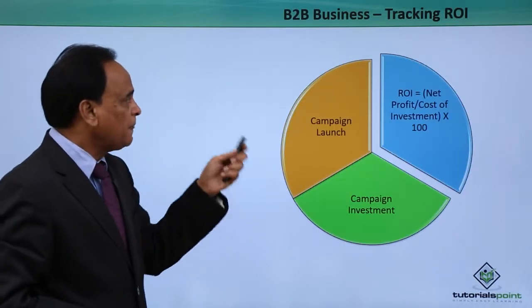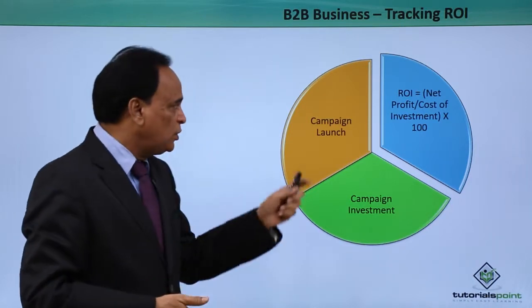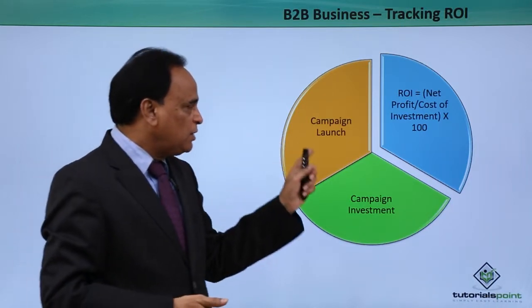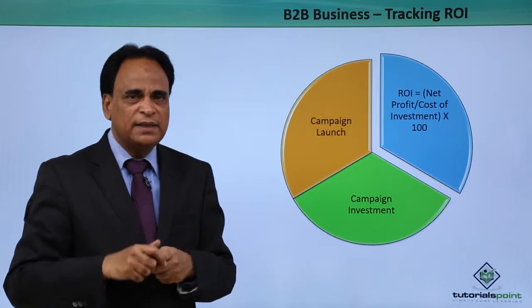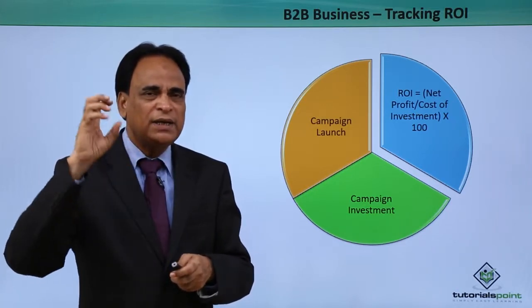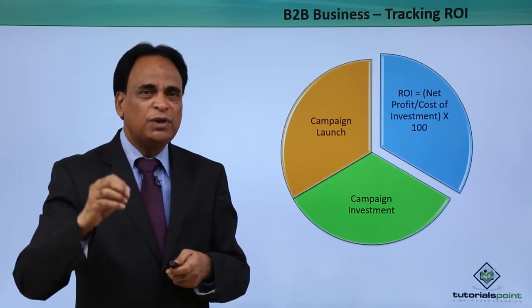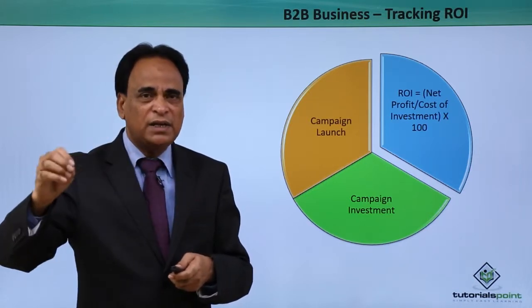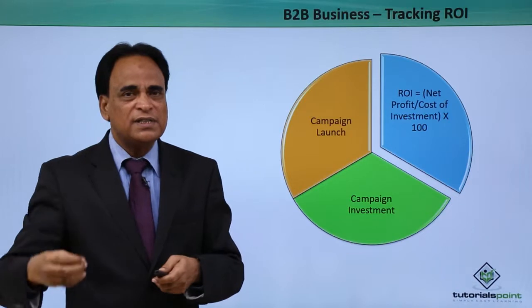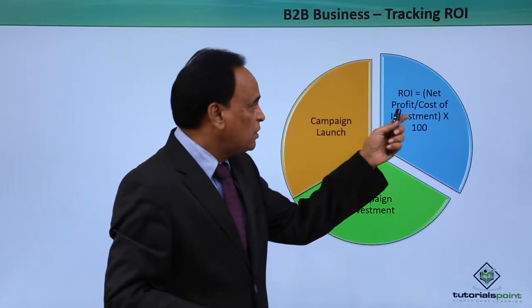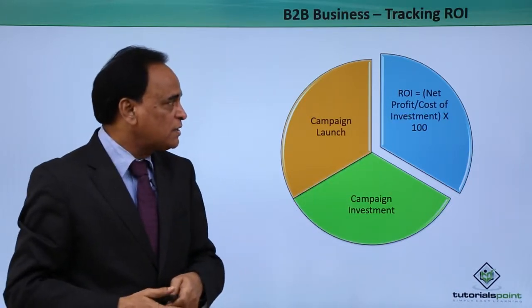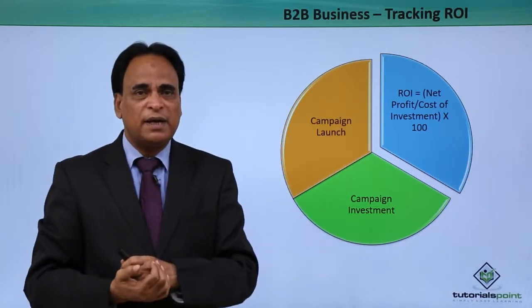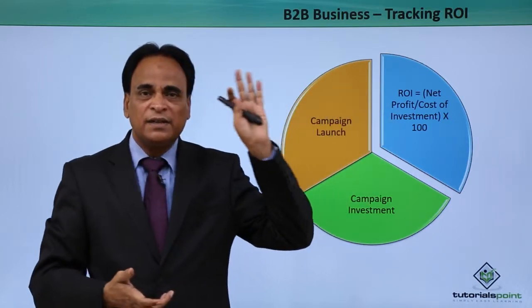This is basically the process of how analytics works. Tracking the ROI: you launch a campaign, you are investing certain money in the campaign, you are spending money on your marketing campaign, and you want to know how much money you are spending, how many conversions are happening and what is actually the net profit. ROI is the net profit divided by the cost of investment multiplied by 100.